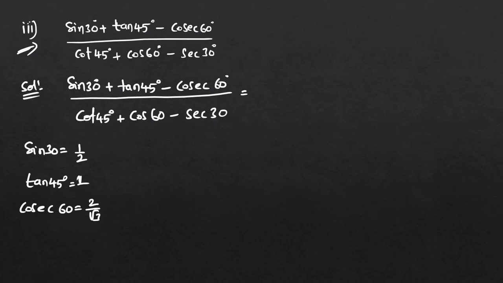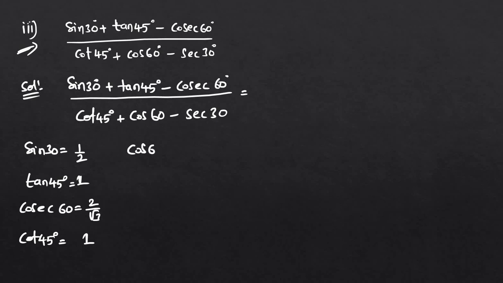Because sin 60 is root 3 by 2, so it's reversed. Here cot 45. Cot 45 degrees is equal to how much? 1 only. Since tan 45 is 1, cot 45 will also become 1.